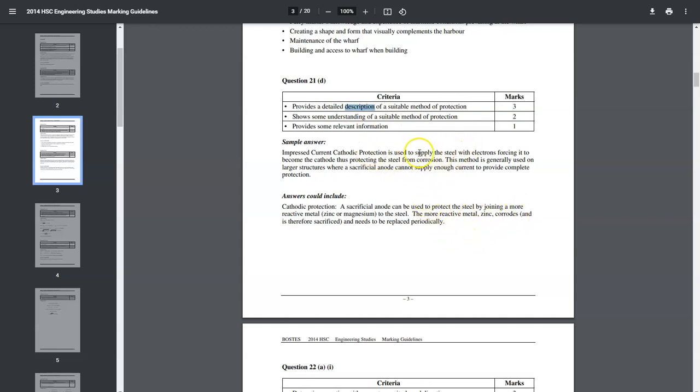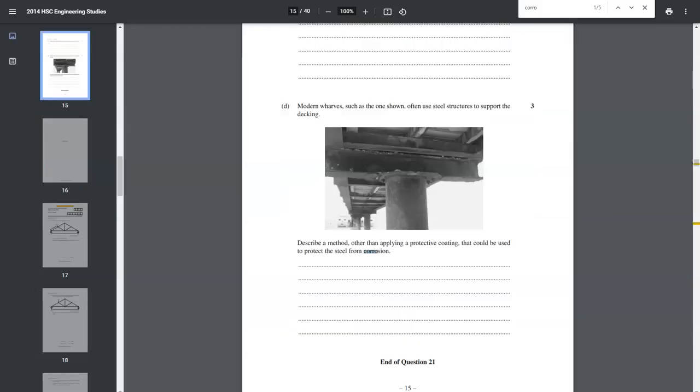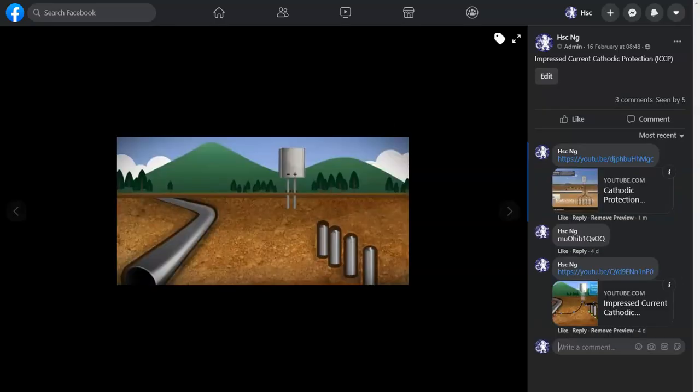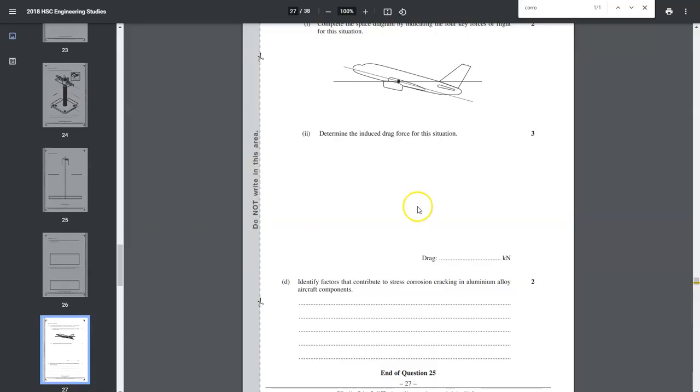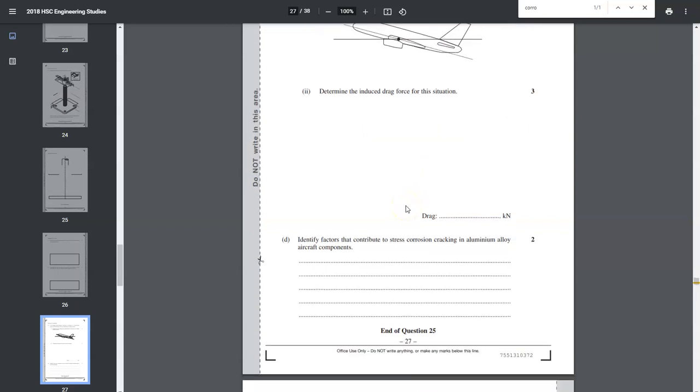But in this case here, they've said ICCP, impressed current cathodic protection. It's used to supply the steel with electrons, forcing it to become the cathode, and then thus protecting it from corrosion. This method is generally used in large structures because a sacrificial anode cannot provide enough current to provide complete protection. Okay, so yeah, I think that's an explain. For what it's worth, I would write explain if I was writing that paper, but you know what? When I write a paper, I can complain.